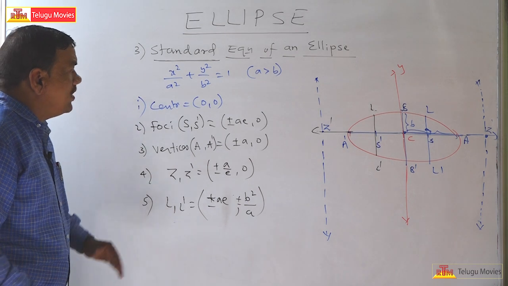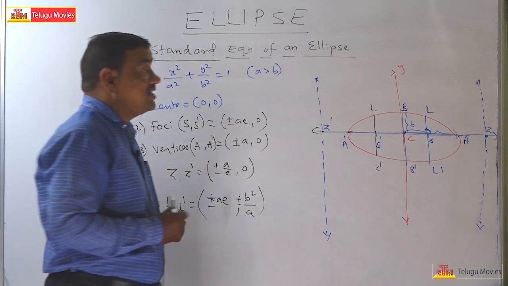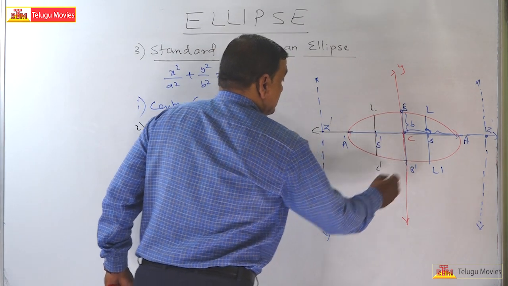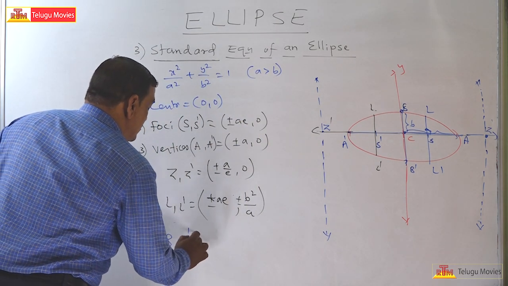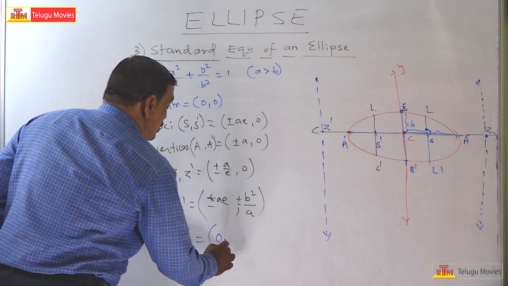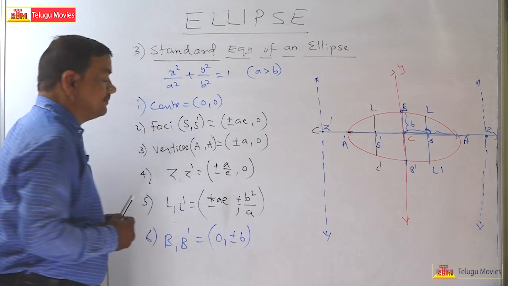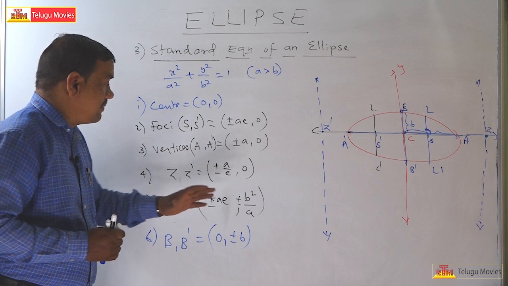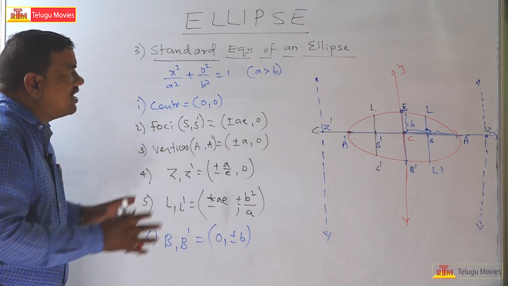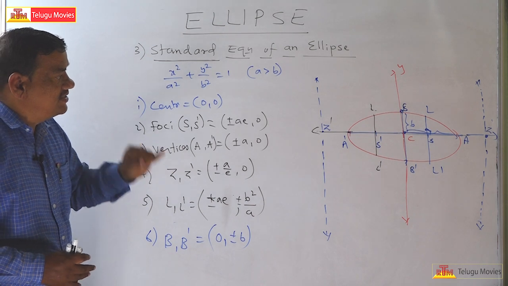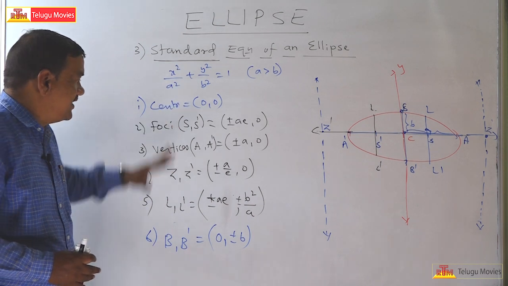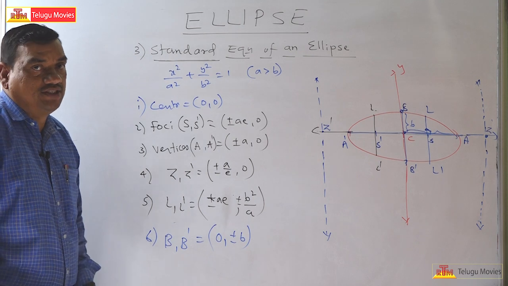Then B and B dash, the end points of the minor axis, are given by the formula 0, comma plus or minus B. So these are the points that we have: C, S, A, Z, B, L, L dash. These are the coordinates of the points.